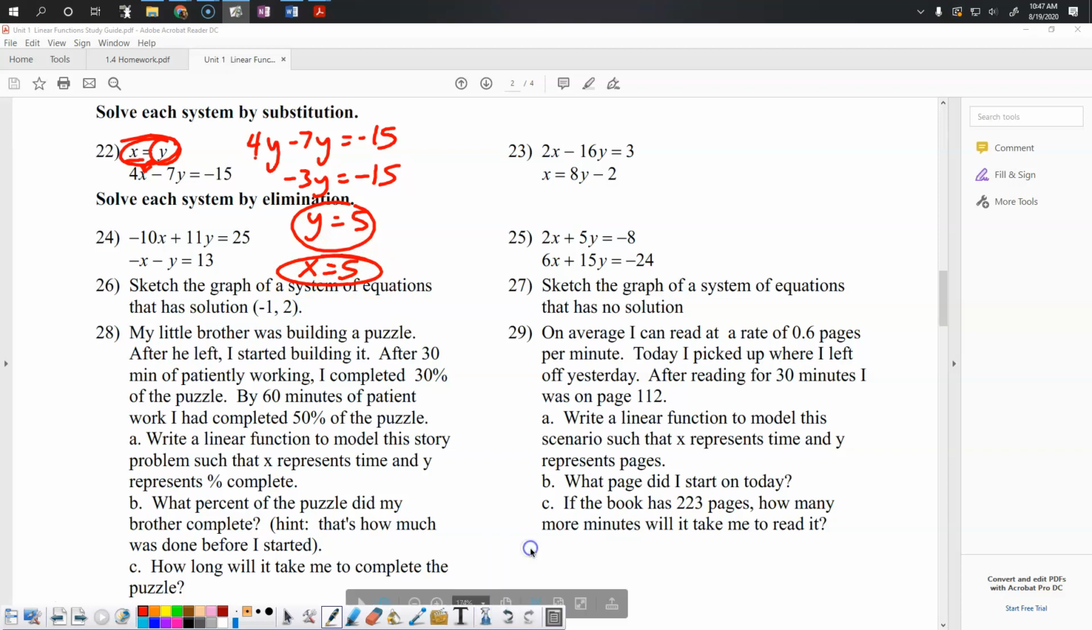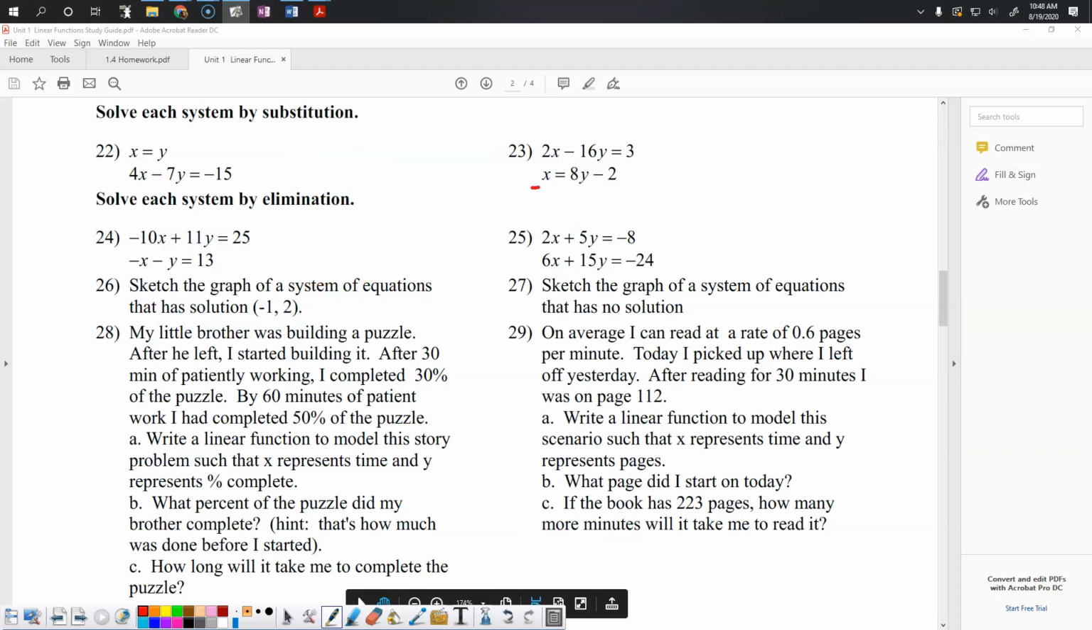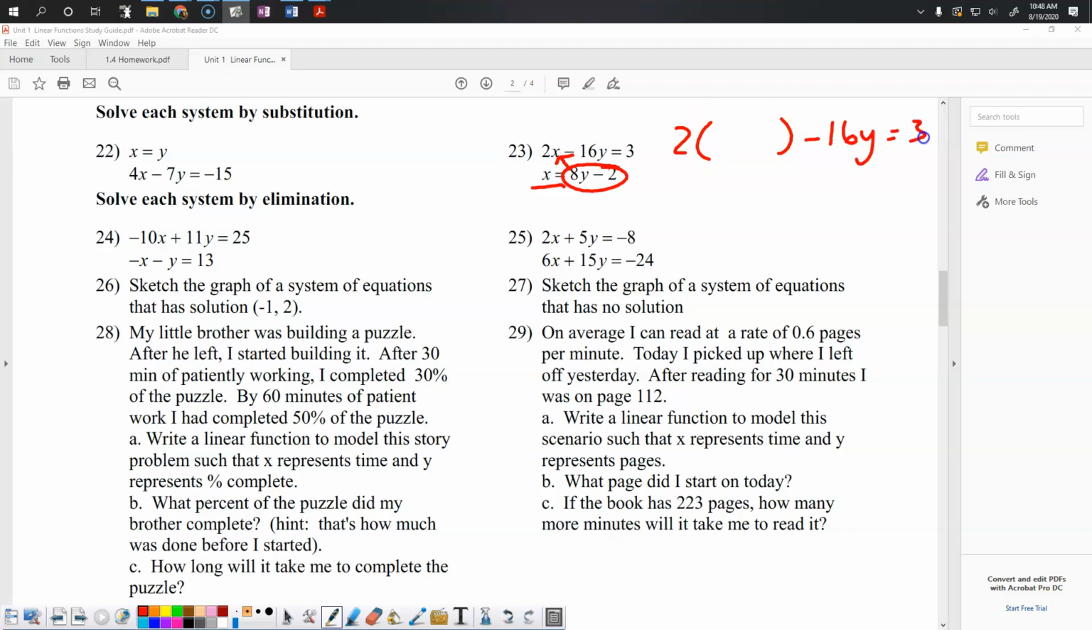Let's go ahead and take a look at number 23. Once again, I've got an x equals. By the way, it can be a y equals. If you had a y equals, you would replace the y instead. But in this case, we have another x equals. So x equals this. Now I can replace the x in the other equation with what I just circled there. So instead of 2x minus 16y equals 3, we can do 2 and replace the x with 8y minus 2 because that's what x equals.